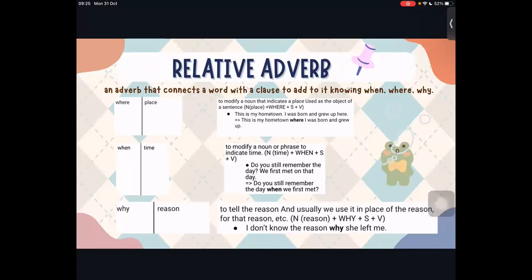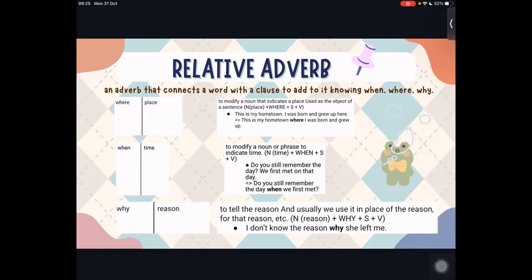Relative adverb. A relative adverb connects a word with a clause to add information about when, where, or why. Where is for place, to modify a noun that indicates a place used as the object of a sentence. Noun of place plus where plus subject plus verb. This is my hometown. I was born and grew up here. You can say instead, this is my hometown where I was born and grew up.